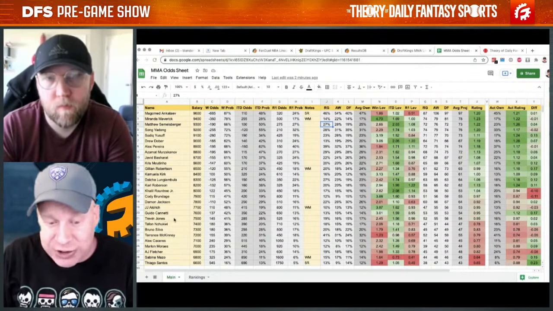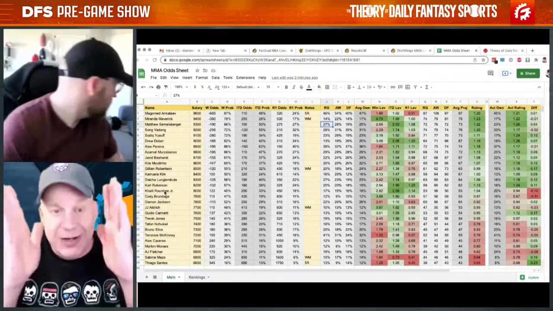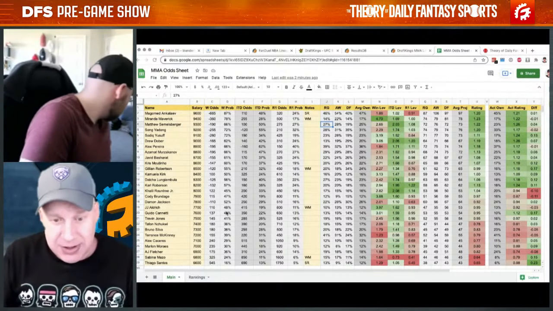That's why I had a lot of Trevin Jones. I had a lot of Guido Canetti. I had a lot of JJ Aldrich, right? A lot of people went to Damon Jackson. I had a whole bunch of the Roberson Roundtree fight. I was playing a lot of balanced type of lineups.